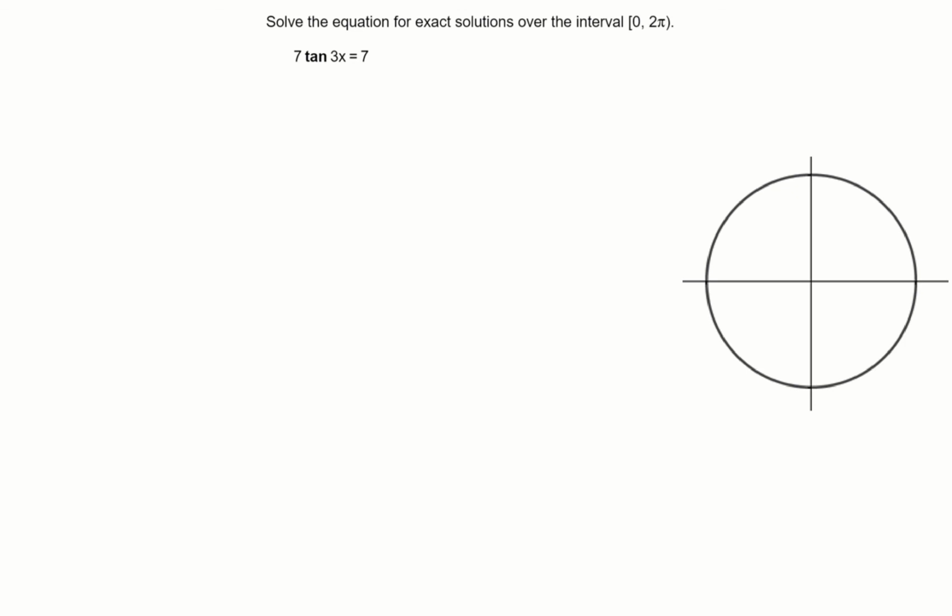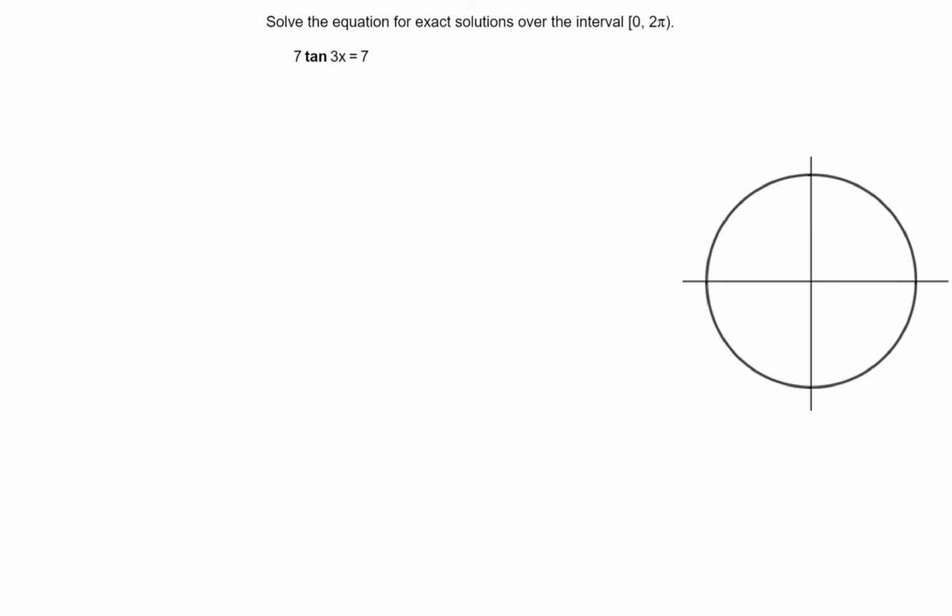Hello everyone. We're going to be solving an equation in this video involving a triple angle for tangent. So the way we approach problems of this type is we first want to find the restrictions on the values of 3x and solve the equation for 3x first, and then we can quickly get the solutions for x.